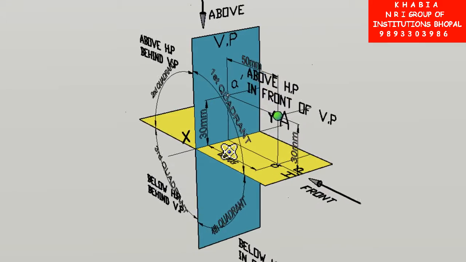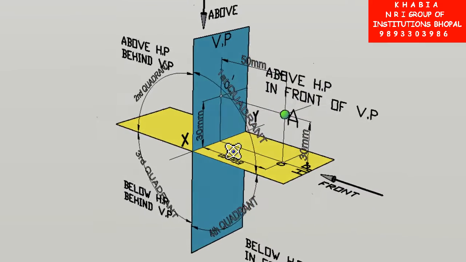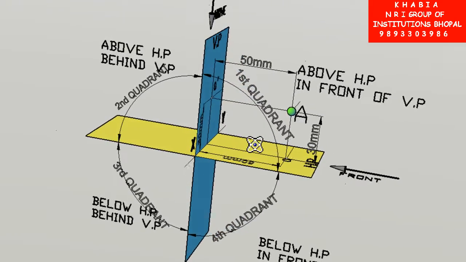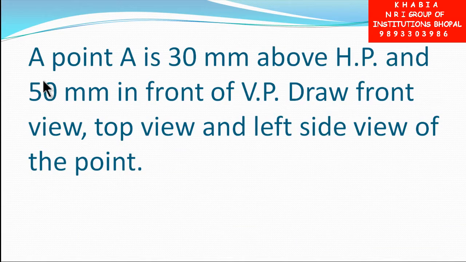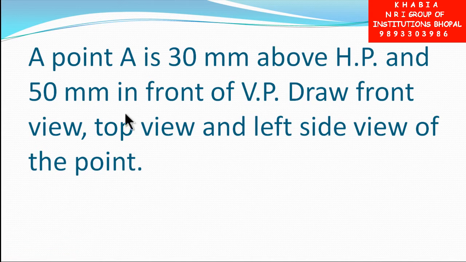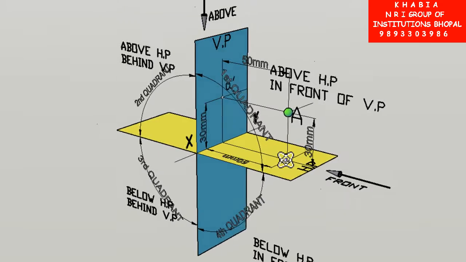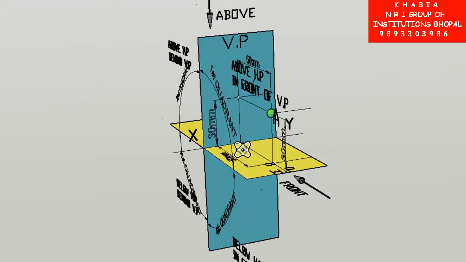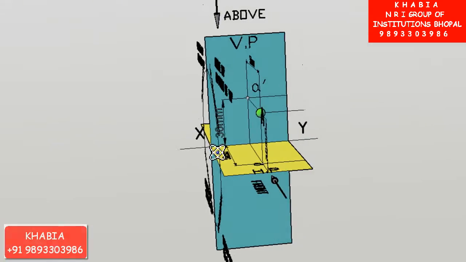Let us now start understanding the concepts of orthographic projection of point in first quadrant by the help of a question. The question is, a point A is 30 mm above HP and 50 mm in front of VP. Draw front view, top view and left side view of the point A. Let us first understand the 3D position of point relative to quadrant by the help of 3D model shown.